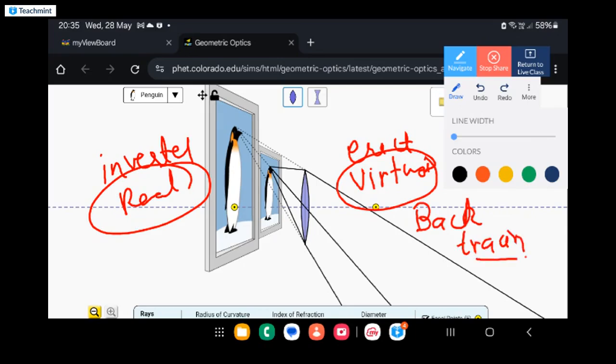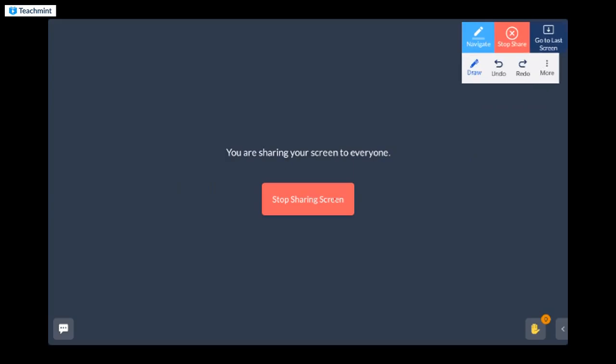Okay, revise everything that we have covered. Tomorrow we'll see the rules and we'll start with some diagrams as well. So we'll meet tomorrow at the same time.